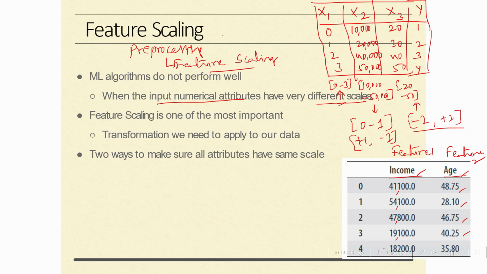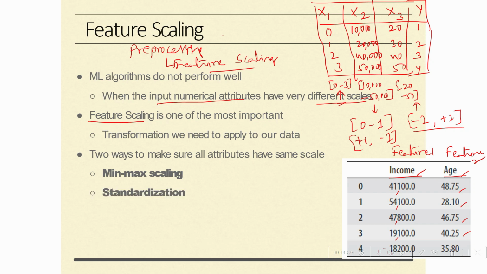So that means feature scaling is nothing but converting the original data into a different transformation. Simply, this process is called feature scaling or feature transformation. There are different ways to perform feature scaling. One technique is called min-max scaling, and the other is standardization.